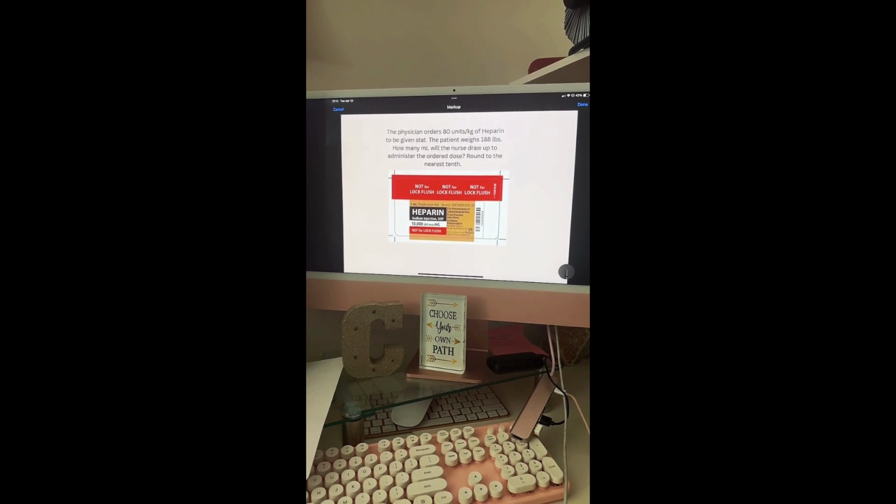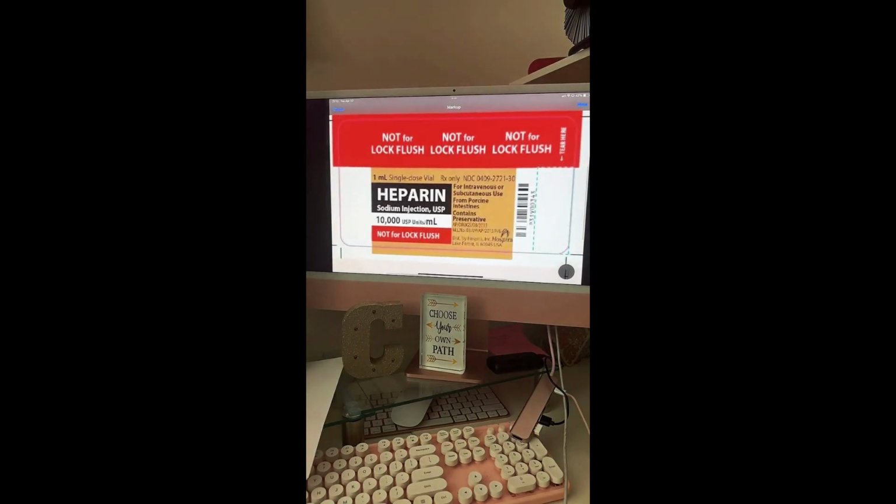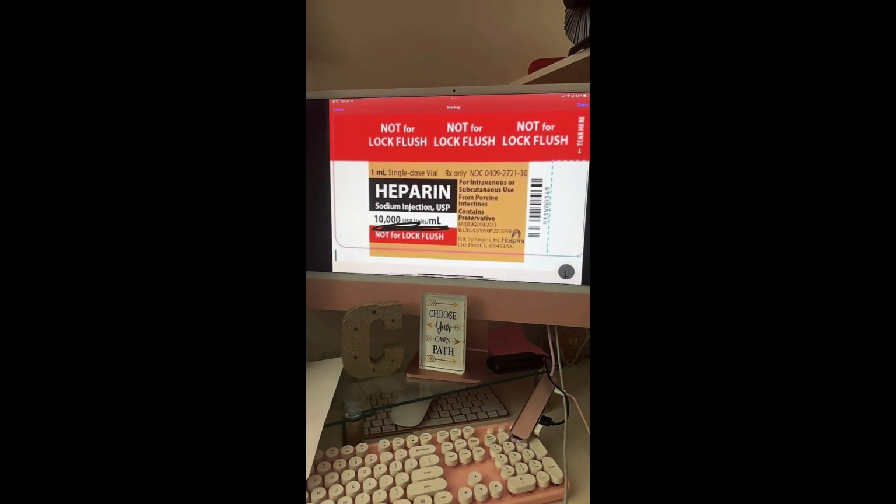So I'm going to make it bigger. You see this? Well, hold on. You can't see it because I scribbled over it. Wait a minute. Let's see if I can do it like this. You see that right there? That's your concentration. That is how many units per milliliter. Remember, we always want the concentration of the medicine.